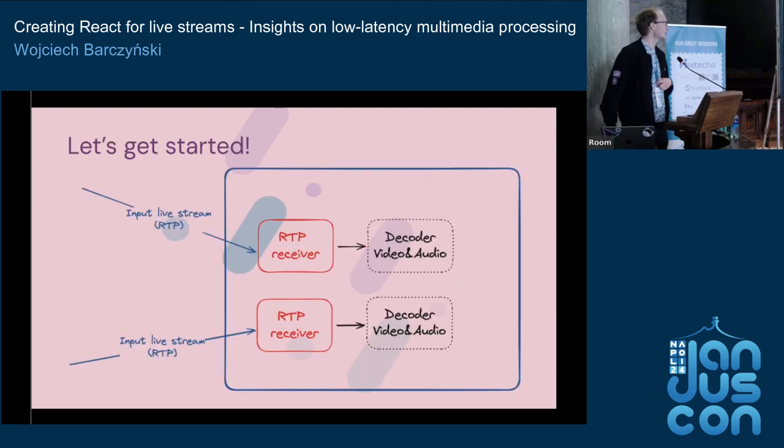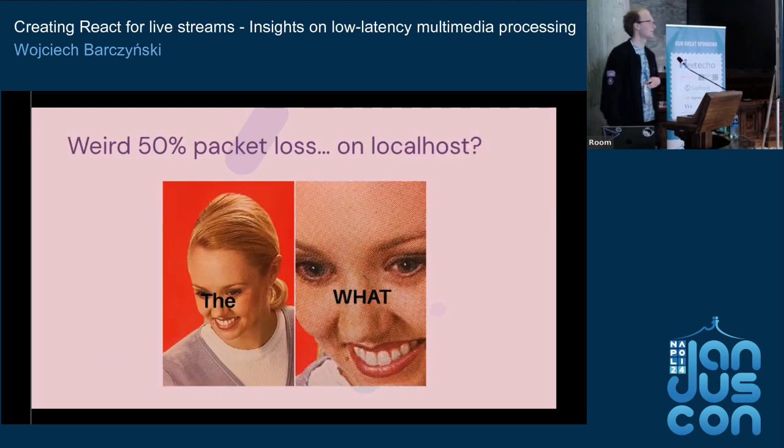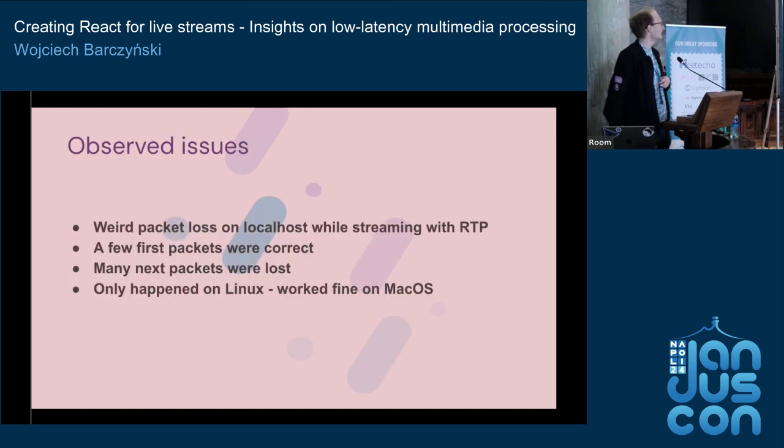Firstly, we need to receive our streams. And we've implemented RTP receivers, and there we hit some first issues. We've observed 50% packet loss even when streaming on localhost. So what's the deal? Firstly, we get these issues only when streaming with RTP over UDP. The first few packets were always correct. Many later packets were lost. And it only happened on Linux, it worked fine on macOS for some weird reason. Any guesses what might be the problem?